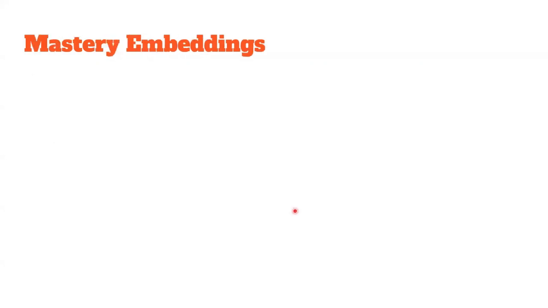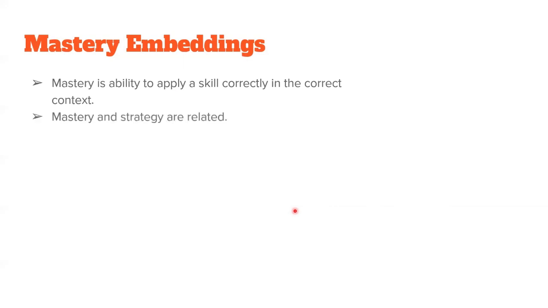So, more on the mastery embeddings. Mastery in a skill or a concept implies that the student is able to apply the skill correctly in the correct context when they have an opportunity to apply it. For example, if a student has mastered the skill of addition, then they will be able to use it correctly, either for solving equations or for solving word problems. So mastery and strategy are very related.